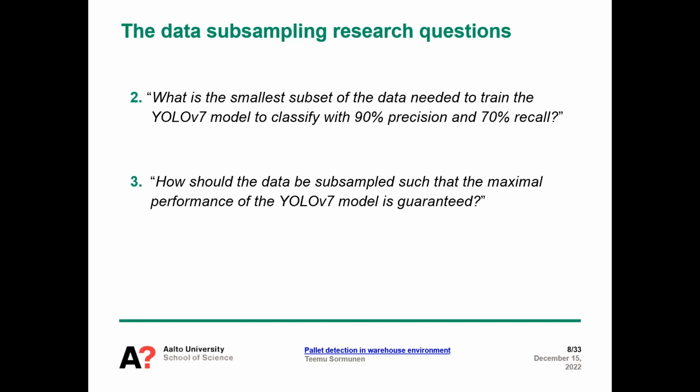This question is relevant because we are capturing the data with camera, and usually the camera produces a lot of data. From our end use case, where the pallets move on the conveyor belt quite slowly and quite rarely, it is very important problem that we need to subsample the data somehow. If we would use all of the data, we would need large computing resources and we would need to annotate a lot of data. The third research question: how should the data be subsampled such that the maximal performance of the YOLO v7 model is guaranteed? This question then considers on how should we subsample the data.